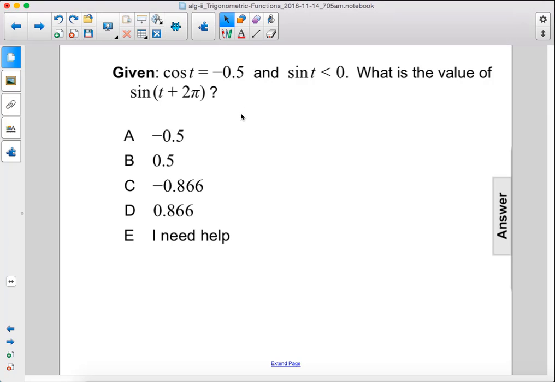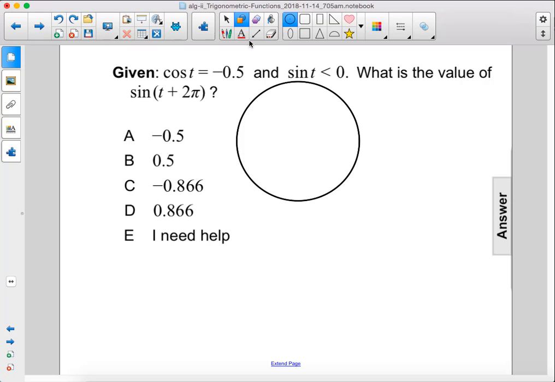Given cosine t equals negative 0.5 and sine t is less than 0, what is the value of sine of t plus 2 pi? All right, so we know immediately that adding 2 pi, you're just going to end up at exactly the same point that you started with. But we should draw out the unit circle and figure out where that point is.